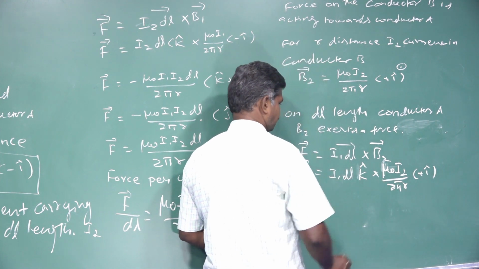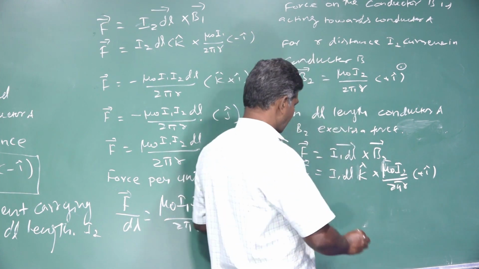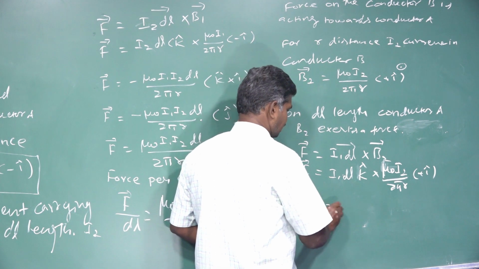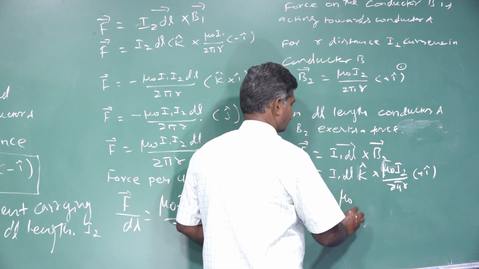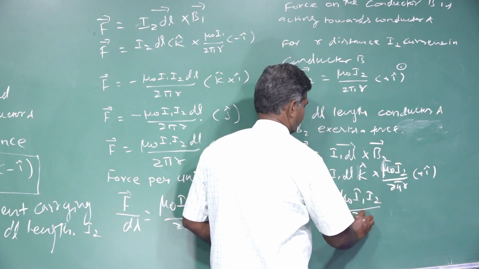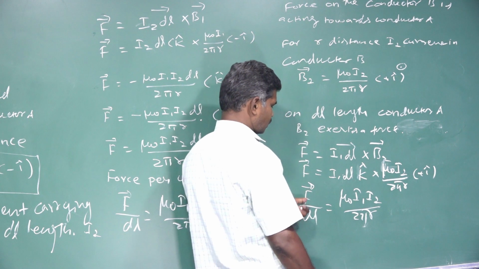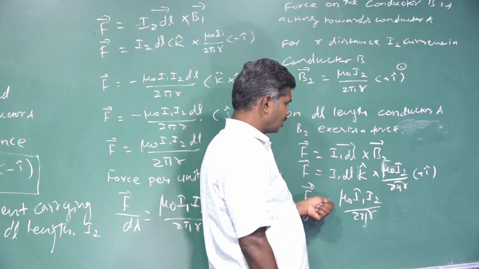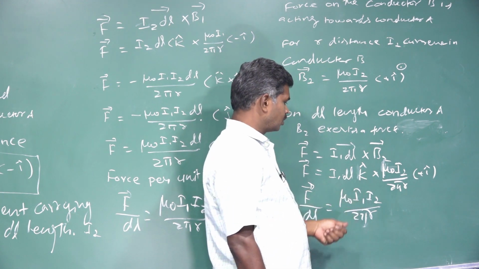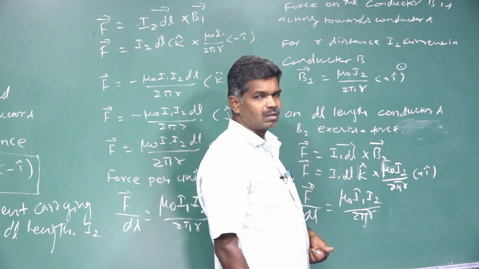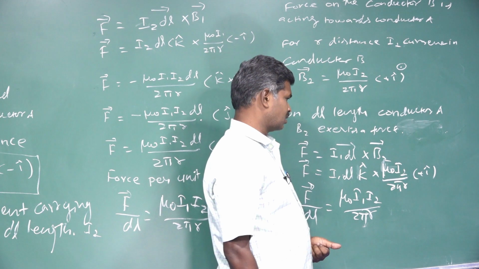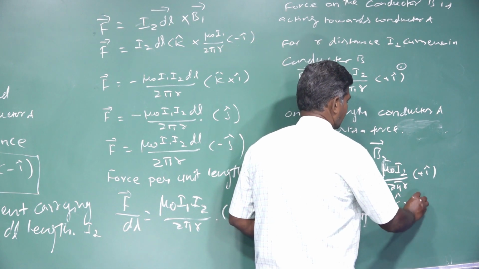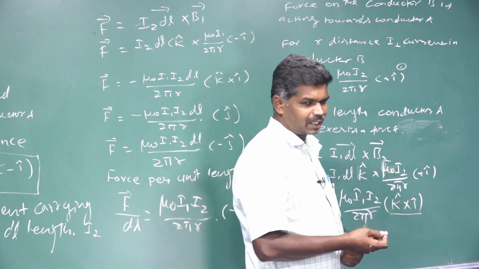So finally we can take the force per unit length. The force per unit length can be taken as F vector by dl. So F vector divided by dl equals mu naught I1 I2 divided by 2 pi r. That is, the force per unit length on the first conductor. Then we have the vector direction k cap cross I cap, and k cap cross I cap is nothing but j cap.